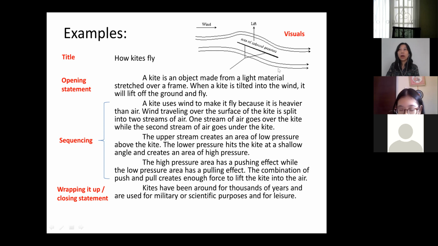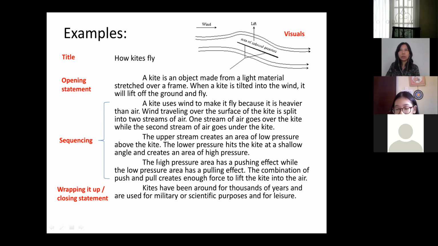The last one to help is visuals. Visuals could be in the form of diagrams or pictures. All right, this is a labeled picture. This is a picture, but it's labeled. There's wind, there's a lift, and then pressure, and then there's the flow of the air or the wind. You see? So this is helping to explain too.